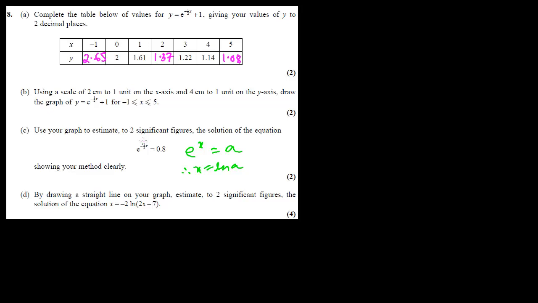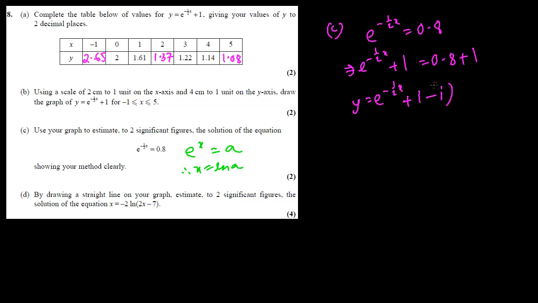So how do you do this graphically? Well, first of all, make sure the left hand side looks like the graph. The graph is y equals e to the power minus half x plus 1. So e to the power minus half x equals 0.8. We can add 1 to both sides: e to the power minus half x plus 1 on the left hand side and 1.8 on the right hand side. On the left hand side we have y equals e to the power minus half x plus 1. This is our first equation, and y equals 1.8, if you add 0.8 to 1, is equation 2. So it's just a horizontal line.